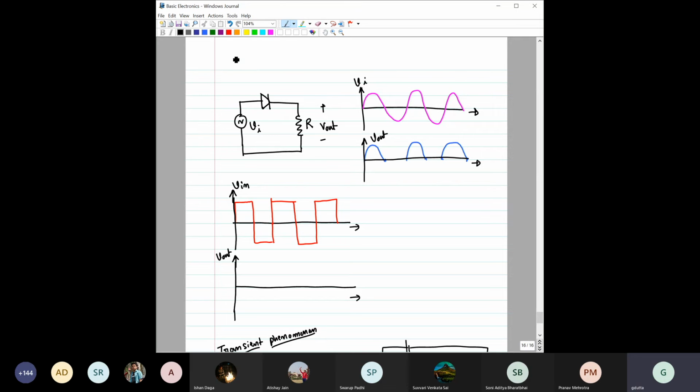So this PN junction diode, whose symbol is this, right?